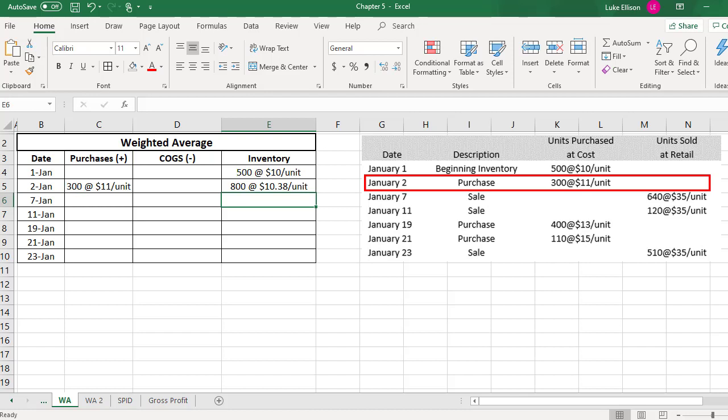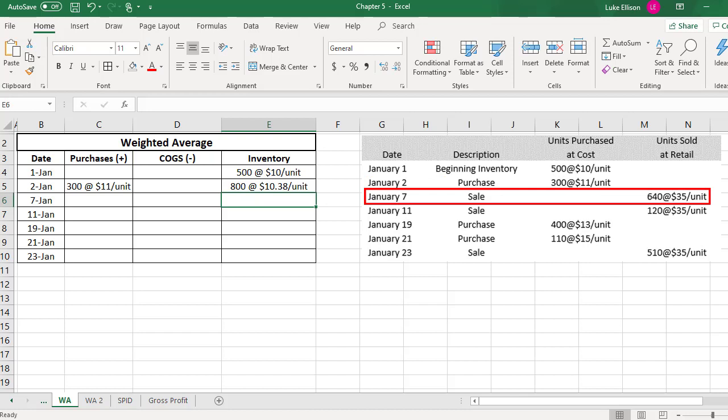Now, different teachers will have you round the cost differently, but for our purposes, I will be using 2 decimal places. Next, on January 7th, we have our first sale of 640 units. That means we get to use our cost of goods sold column.